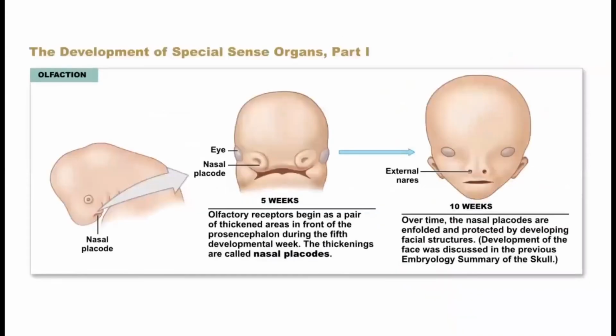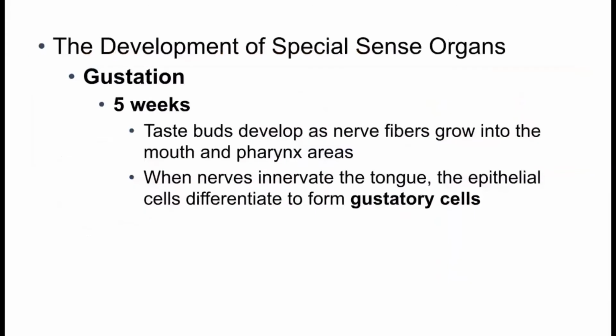Okay, at 5 weeks you can see the eyes are developing and the nasal placode is starting to develop. And by 10 weeks, you can see the external nares have actually developed. Okay, gestation.